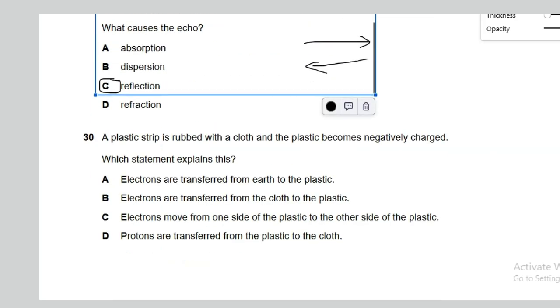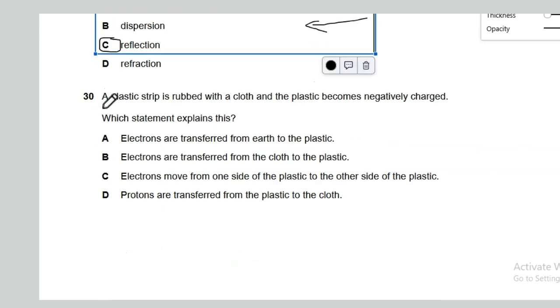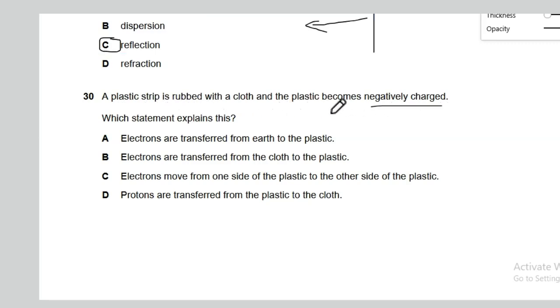Question 30. A plastic strip is rubbed with a cloth and the plastic becomes negatively charged. Which statement explains this? Now we know that when two objects are rubbed together, one of them will become negatively charged, and that is because the electrons are moving from the other object into that object.